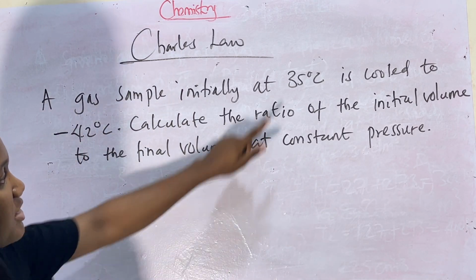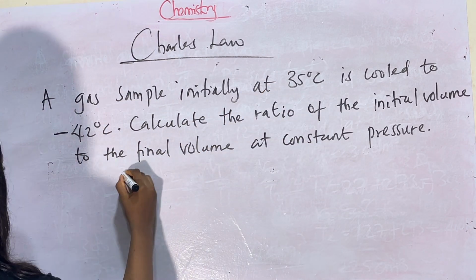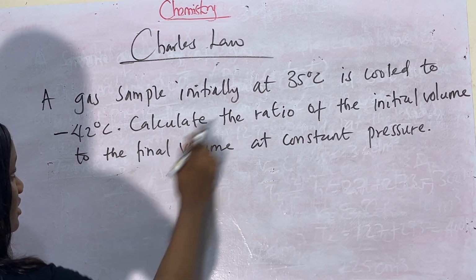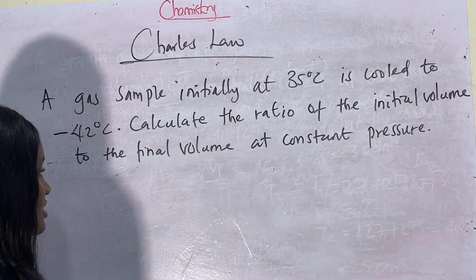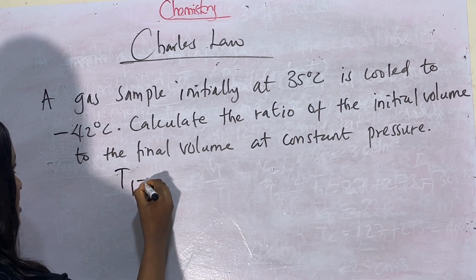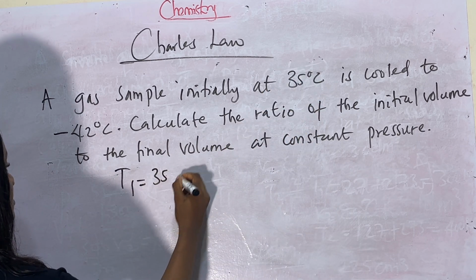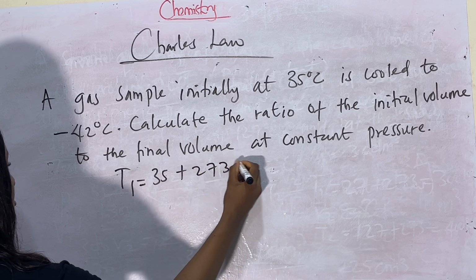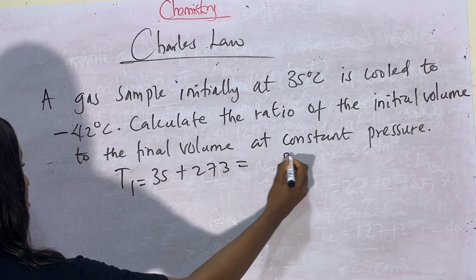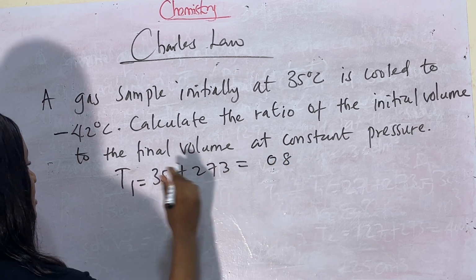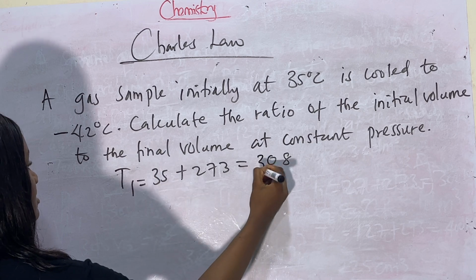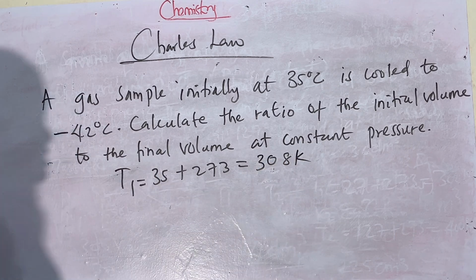So we have that our T1. Degrees Celsius is the unit of temperature. So I'm going to have that my T1 is 35 degrees Celsius. Change this to Kelvin. 5 plus 3 is 8. 3 plus 7 is 10. So we have 308 Kelvin, right?